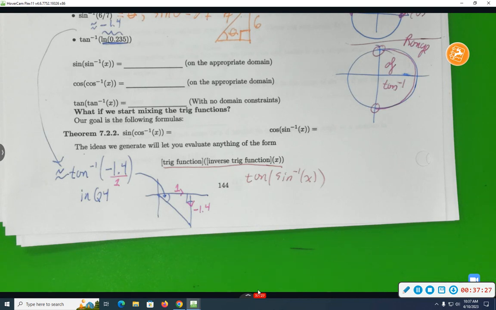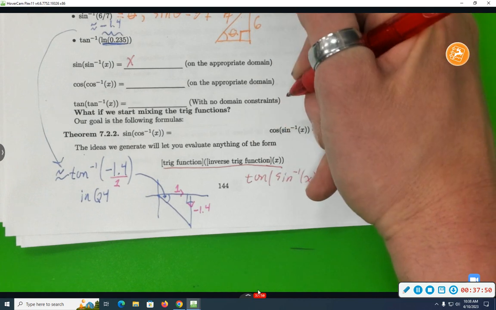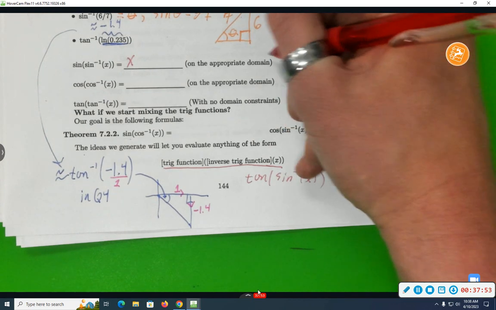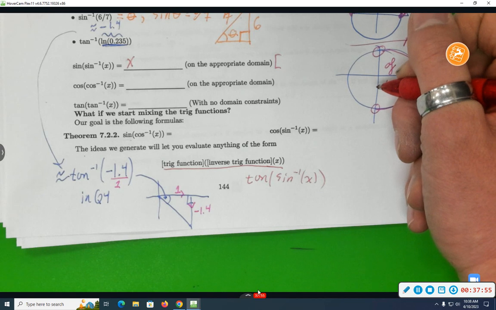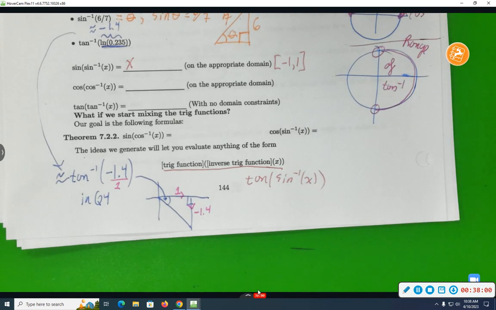What is the sine of the inverse sine of x equal to? x. Is that true for absolutely every value of x? You're kind of right. But can you plug absolutely every number into inverse sine? So it's not true when inverse sine doesn't exist. Sine of the inverse sine of x is always equal to x, as long as you're in the right domain. What's the domain of inverse sine? Negative 1 to 1.